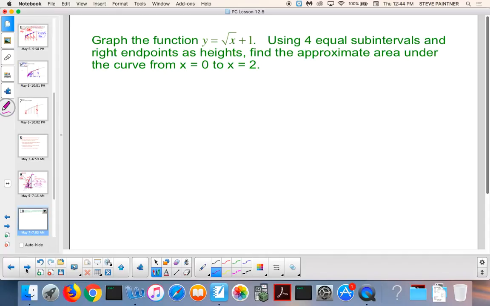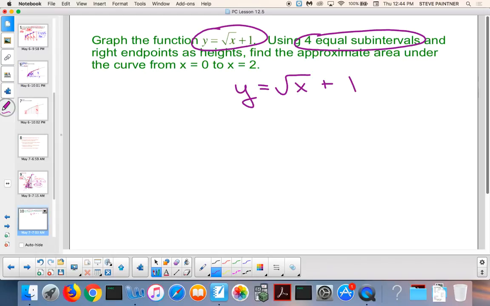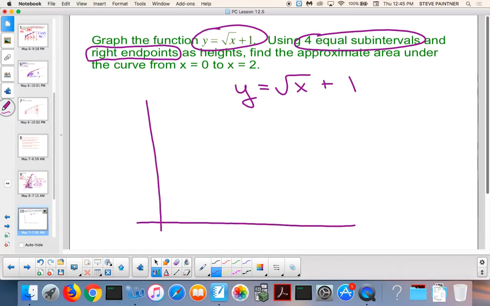It'll get harder. Here's your function right here. y equals square root of x plus 1. Okay? Using how many equal subintervals? 4 subintervals. Okay? And what kind of endpoints? Right endpoints. You got to know what endpoints they're talking about. As heights. Find the approximate area under the curve from what? 0 to 2. Okay, so here's 0. Make this big. 0 to 2. Okay. Since how many subintervals are we going to have? 4.